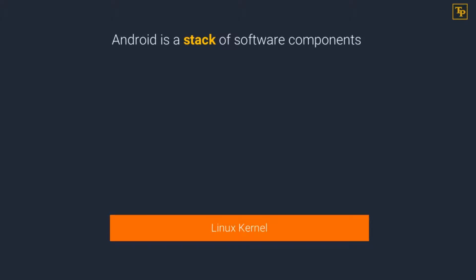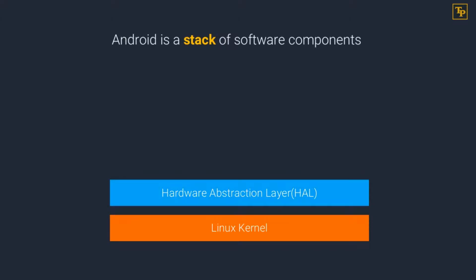The foundation of Android operating system is Linux kernel. On top of this Linux kernel, the hardware abstraction layer resides. Don't worry if you do not know what these software components do. Later we will understand them in detail. For now, just try to understand the arrangements of these software components.